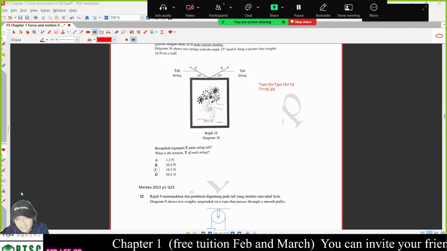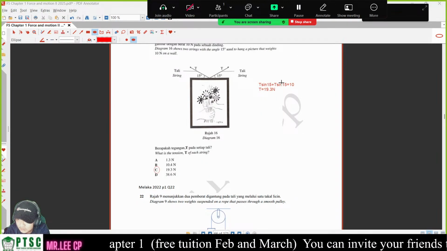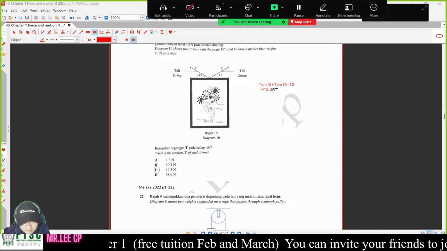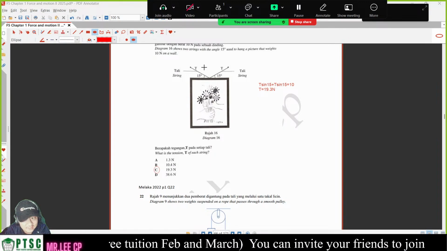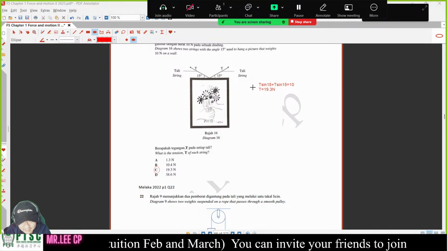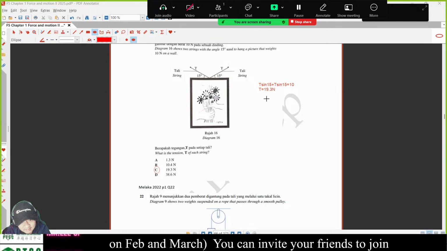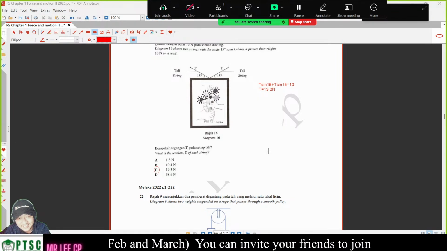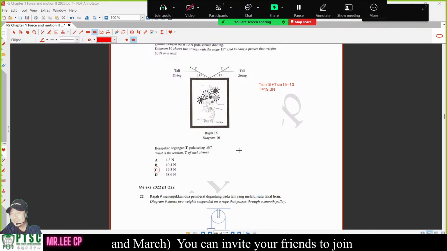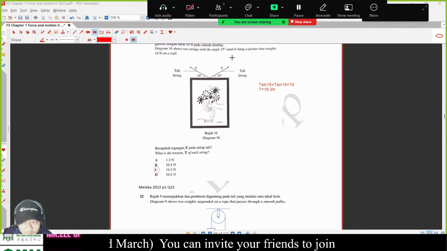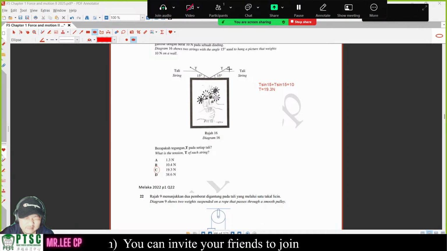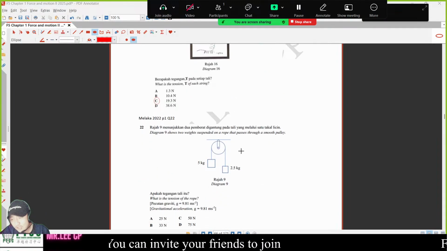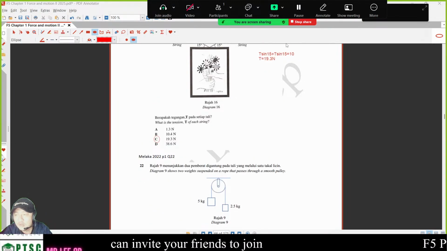I don't believe, Eldon, you can draw a triangle and do it faster than me. Can you draw a triangle and then do it faster than me? I don't believe. Because when you draw a triangle, it's a lot of work. That's why I ask you to do it this way.